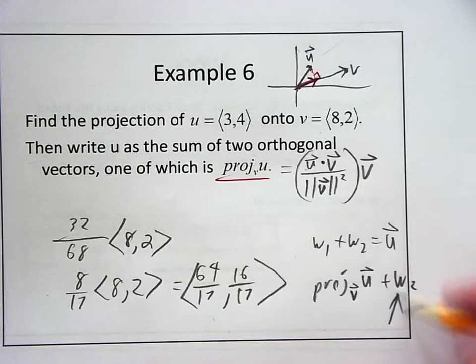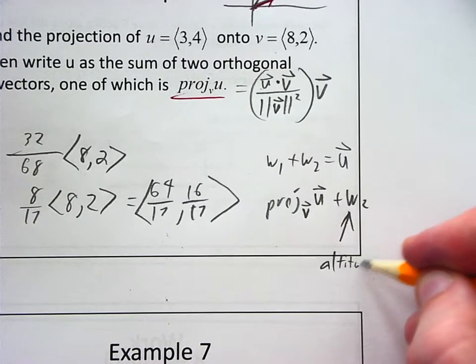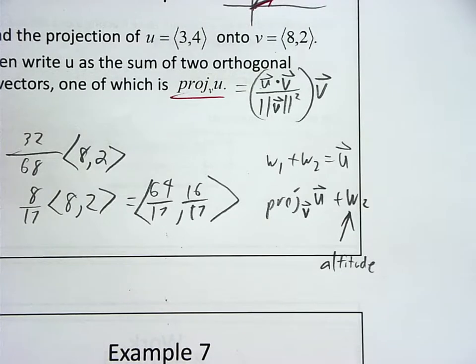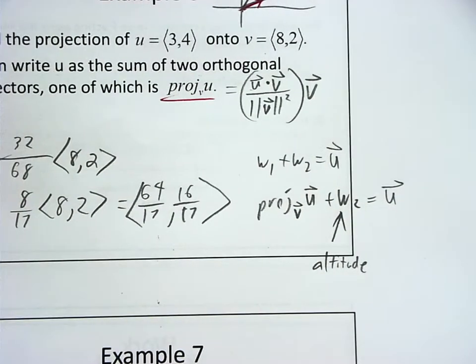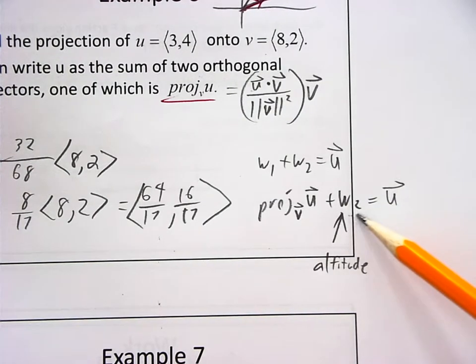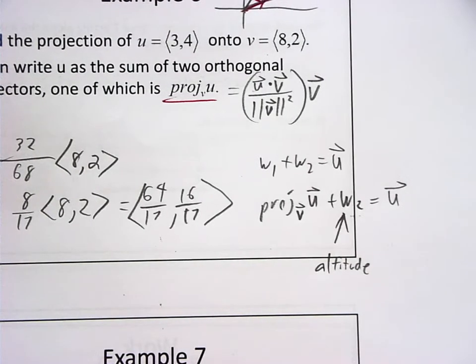Now W2, that is your altitude from U down to V. Okay? Add those up, you get vector U. That's what that part's talking about. So that W1, the part that's exactly parallel or on the line of V, that's the projection of U onto V. The one that goes from there, altitude up to vector U, that's that W2. Okay? So if you subtracted them, you get the projection.